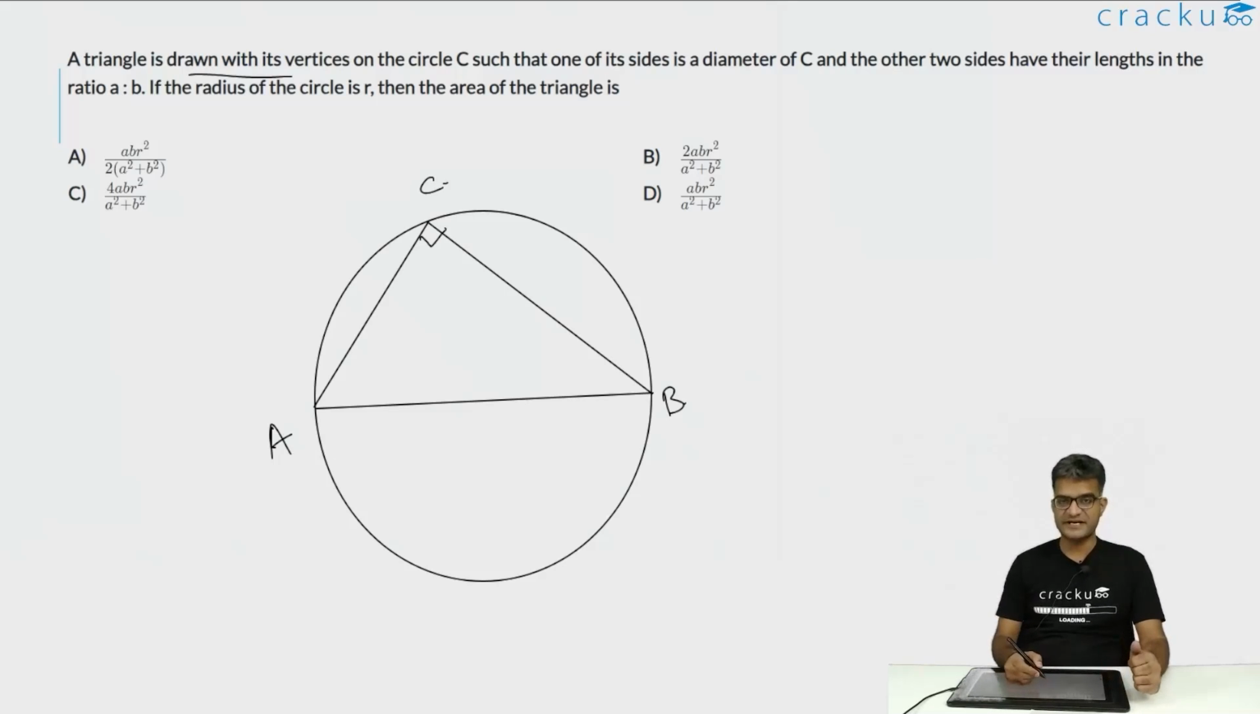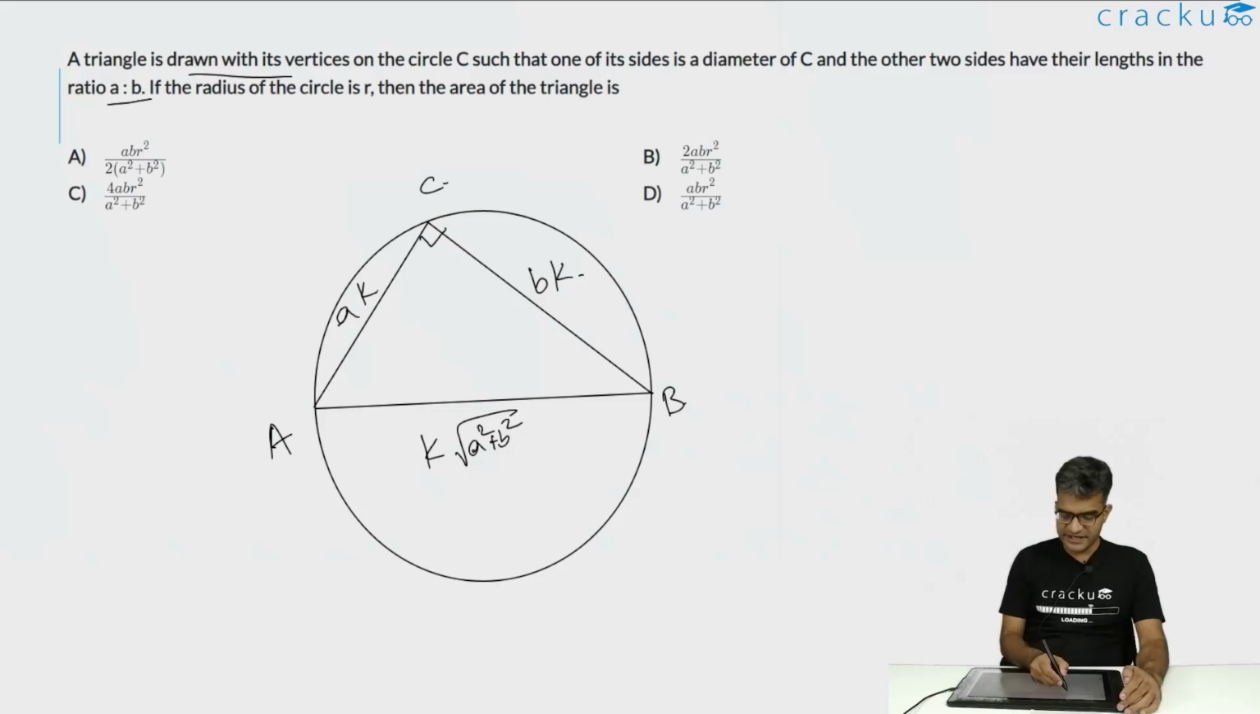So, once this is 90 degrees, we are told that the remaining two sides are in the ratio of a is to b. So let this be equal to a into k for some constant k. This will be b into k. Therefore, the length of the hypotenuse AB will be k into square root of a square plus b square.